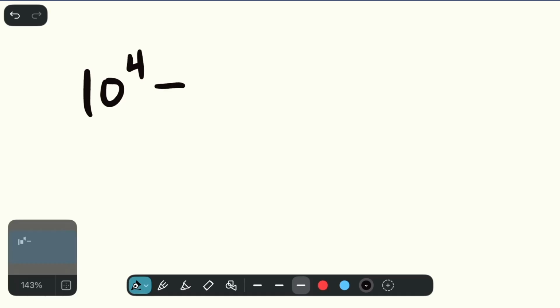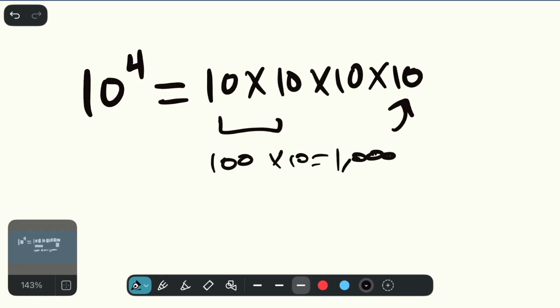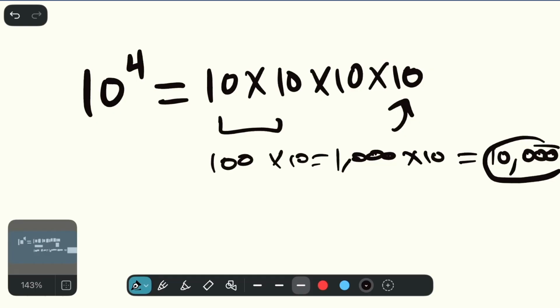Great. So 10 to the fourth power means that we have 10 multiplied by itself 4 times. So 10 times 10 times 10 times 10. And we kind of just did this a second ago. But if you remember, 10 times 10 gives us 100, right? We multiply 100 times 10, that gave us 1,000. But now we have this 10 here. We need to multiply that by 10 again. And 10 1,000s is 10,000. So we know that 10 to the fourth power is 10,000.